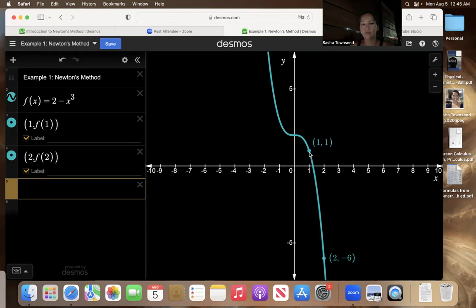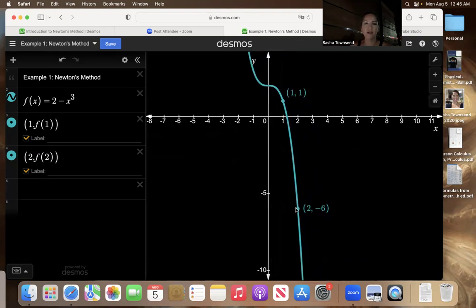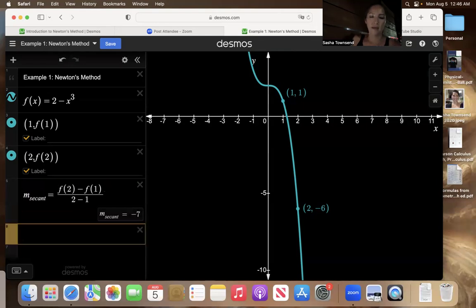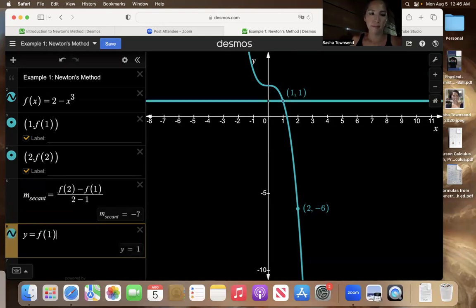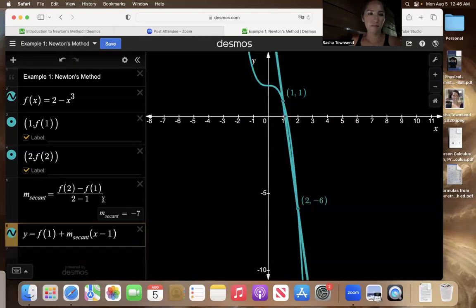And one of the best ways to find it is to find a secant line that passes through those 2 points, and then find the x-intercept of that secant line. So first we'll find the slope of the secant line. That's just going to be f of 2 minus f of 1, all divided by 2 minus 1. So we've got a slope of -7. And we'll let y equal the y value at 1, which is 1, plus the slope of the secant line times x minus 1.